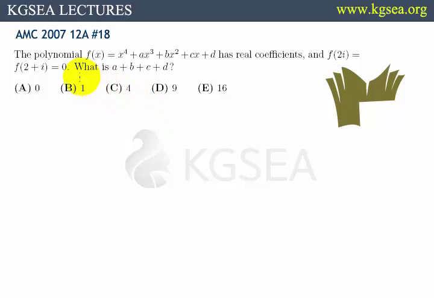Now we are ready to do the problem. The polynomial has real coefficients. What does that tell you? For the coefficients to be real, all the roots have to come in conjugate pairs. That is, if 2i is a root, it says it is, right? Equals 0, so it's a root. Then you know negative 2i is also a root. And what about 2 plus i? You know, 2 minus i is also a root.